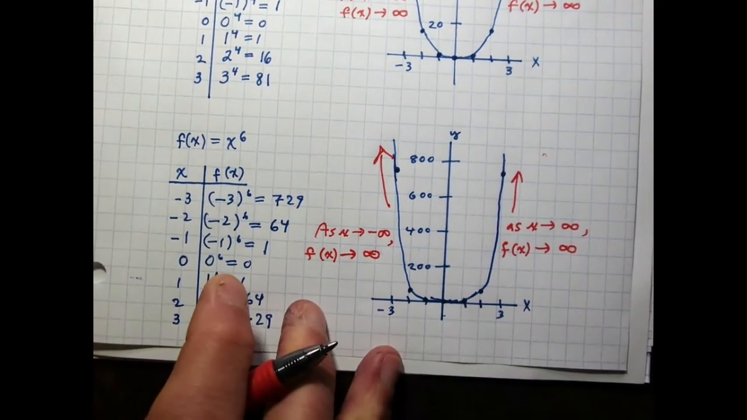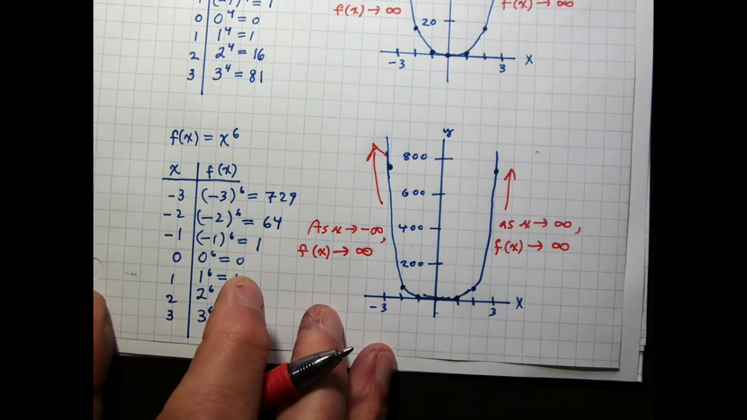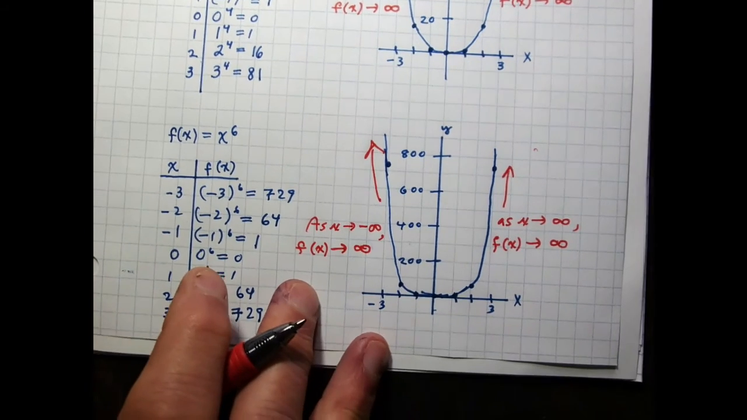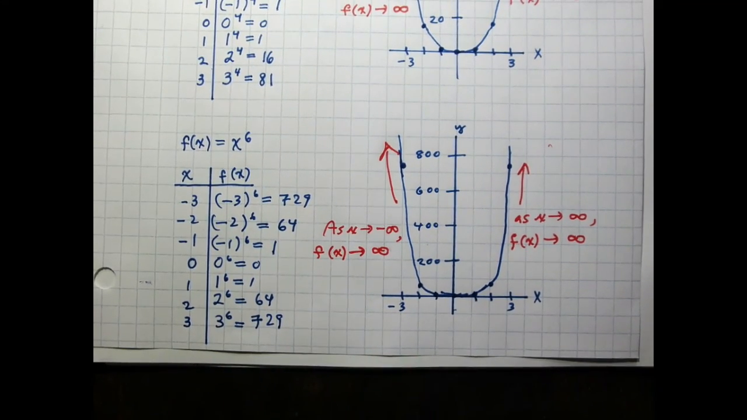And so same end behavior as those x to the fourth, x squared. In fact, all even powers of x are going to have this basic U shape to their graph, and they're going to have the same end behavior as these examples we've looked at. So in the next video, we'll look at odd powers of x.